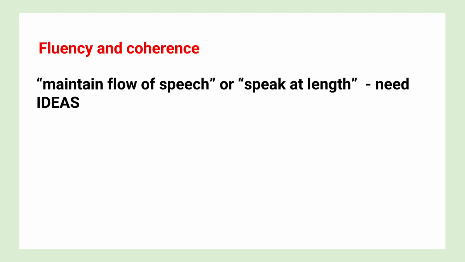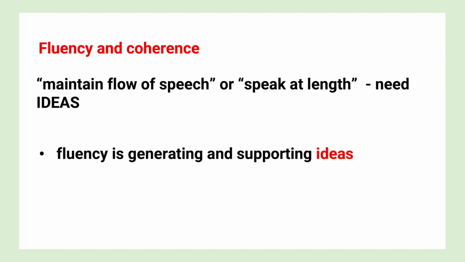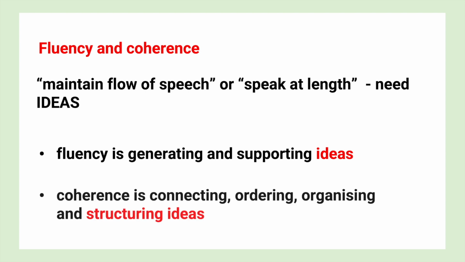How can we develop fluency? So one way to think about fluency is to generate and support ideas. And what about coherence? Well, coherence means connecting, ordering, organising and structuring ideas. The key to fluency and coherence is ideas, and coherence is how you structure those ideas. So now we're going to look at each part of the test and help you to keep on speaking.